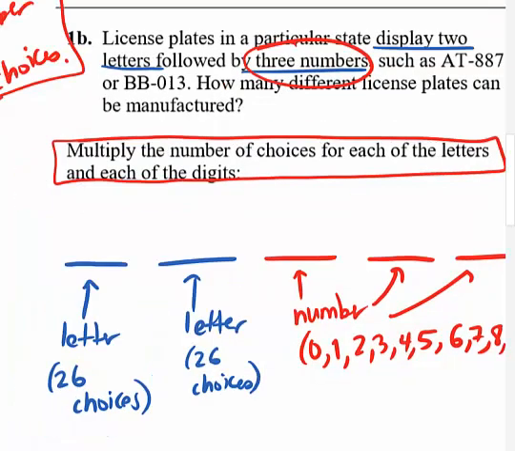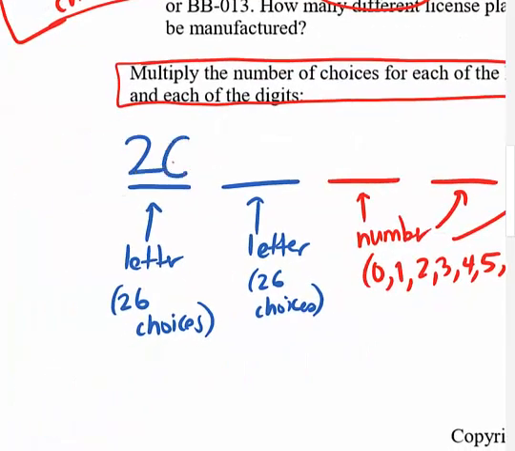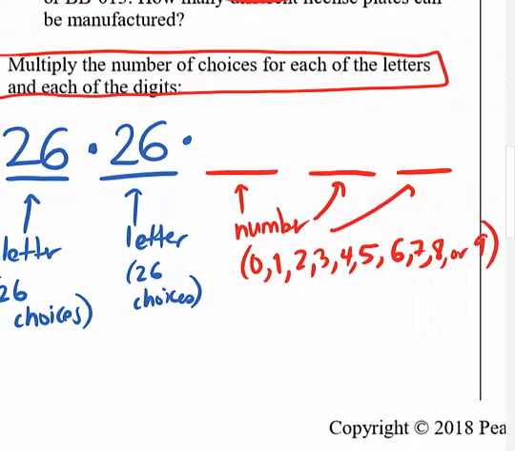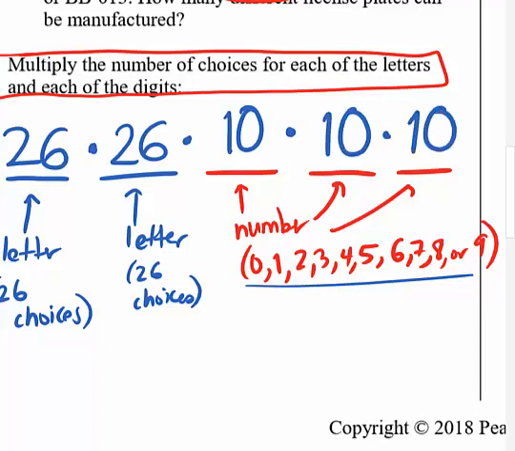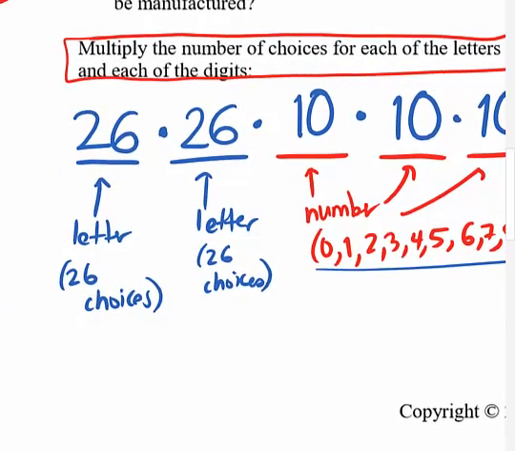Just like we saw in the previous one, you want to multiply the number of choices for each of the letters and each of the digits. The very leftmost is supposed to be a letter. There are 26 choices for that. The next one's a letter, same thing, 26 choices. But the third is supposed to be a digit. From 1 to 9, that's 9 choices, but 0 counts as well, so there's 10 choices. And all 3 are digits, so there's 10 choices for each. That's going to be a big number. 26 times 26 times 10 times 10 times 10.